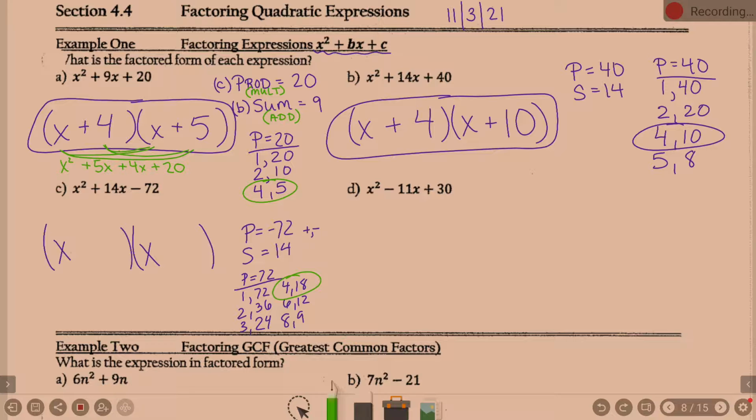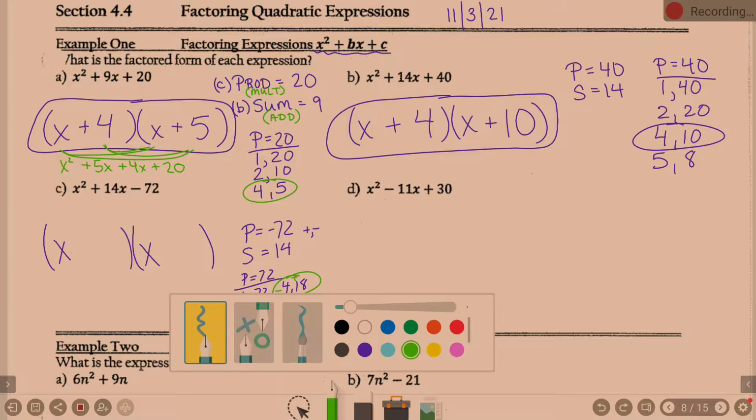Now, with 4 and 18, if it multiplies to be a negative 72, we need a positive and a negative. How do we get a positive and a negative to add to be a positive? The smaller number has to be negative, and the larger number positive. Because if two numbers add to be a positive, the bigger number has to be positive. If they add to be a negative, the bigger number has to be negative.